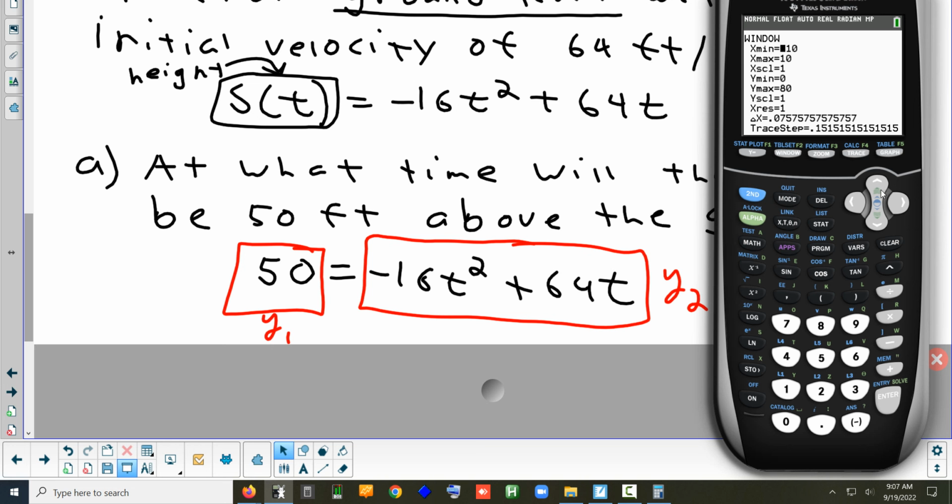T is time. What's the smallest amount of time you could have in this problem? 0. The biggest amount of time, we don't know. It depends how long it's in the air for. We'll leave it at 10, and if it goes off the screen, we'll make it higher, further to the right. Okay, but let's try that as our window. So there's our height of 50. Okay, we didn't need 10. This object looks like it's only in the air for 4 seconds, roughly. But 10 is fine.